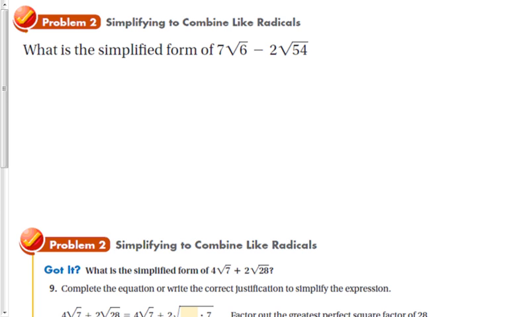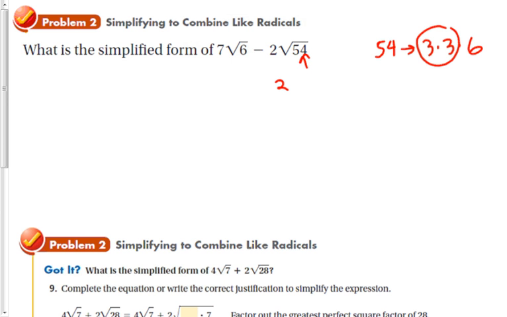All right, what is the simplified form of this? Sometimes you have to simplify the expressions first, and they may be like radicals. So you might notice that 54 has a perfect square factor of 9. If you look at 54, break it down, you get 3 times 3 times 6. So there's a perfect square factor of 9 there, so we can simplify that.